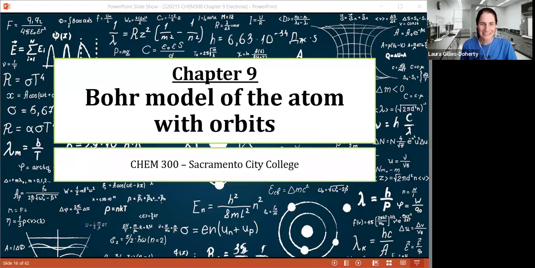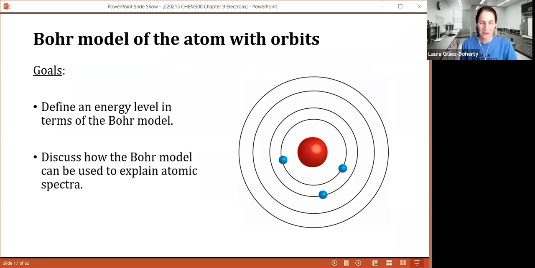Everybody, welcome back. This is Chapter 9 continued, and this time we're going to be talking about the Bohr model of the atom with orbits. So our goals in this section are to define an energy level in terms of the Bohr model, and then to discuss how the Bohr model can be used to explain atomic spectra.